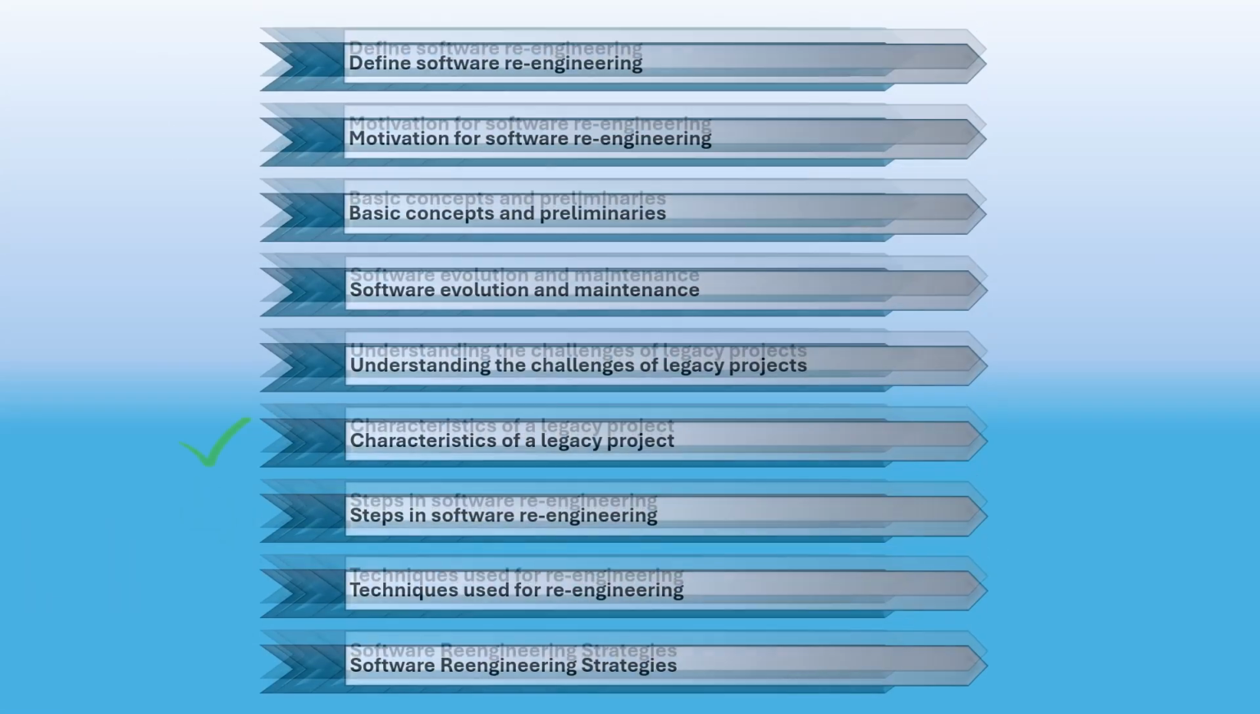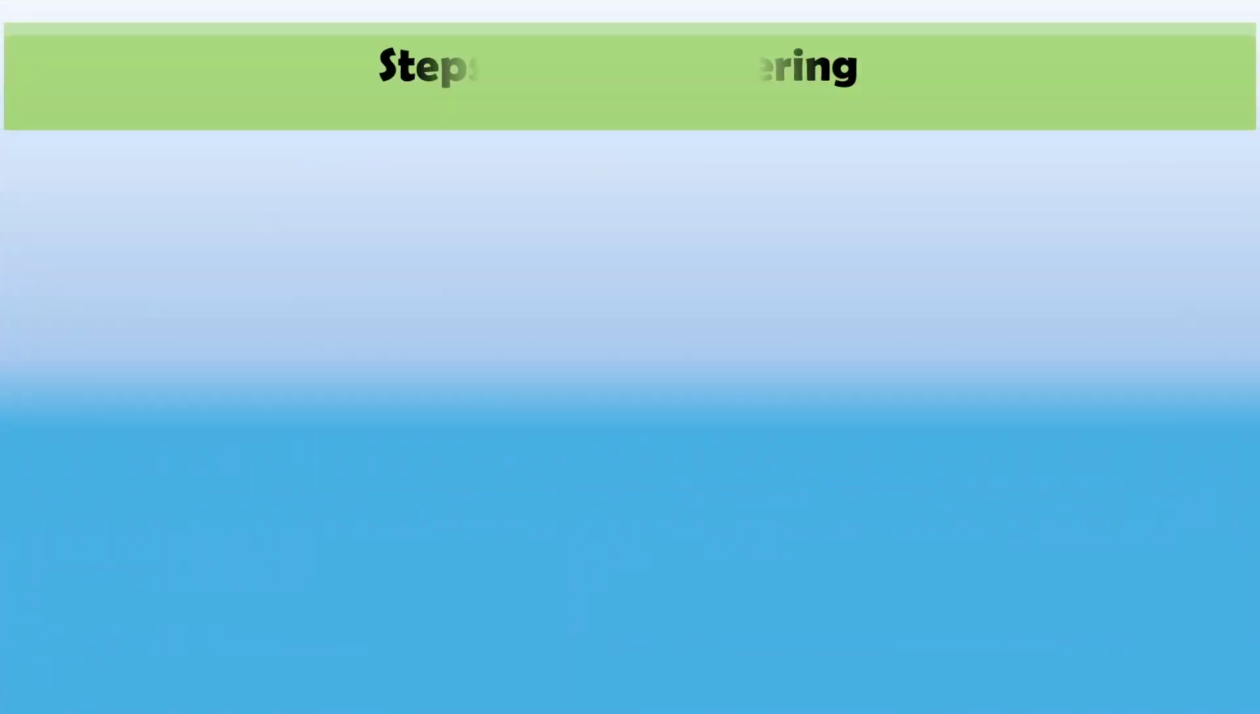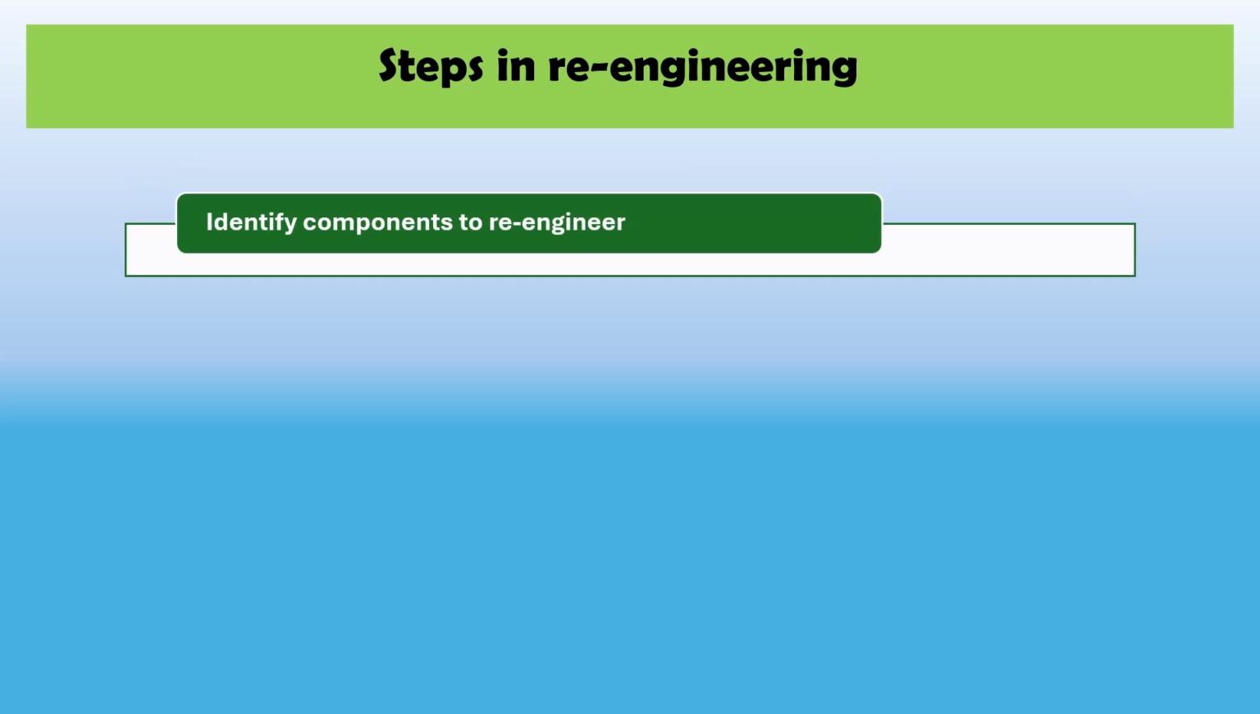Software reengineering follows a systematic process to transform an existing system into a more maintainable and improved version. The first step is deciding what needs to be reengineered. Sometimes organizations re-engineer the entire software system, while in other cases only specific modules or components are selected. For example, a company may only modernize the payment module of an e-commerce platform instead of rebuilding the complete system. The next step is reverse engineering.